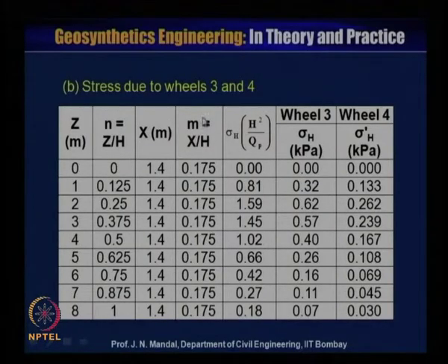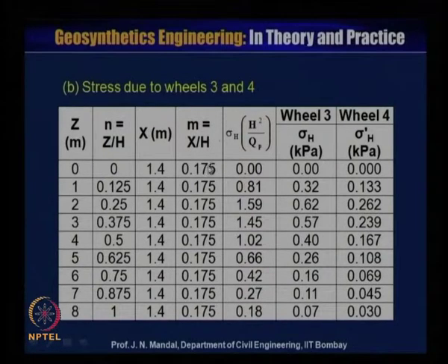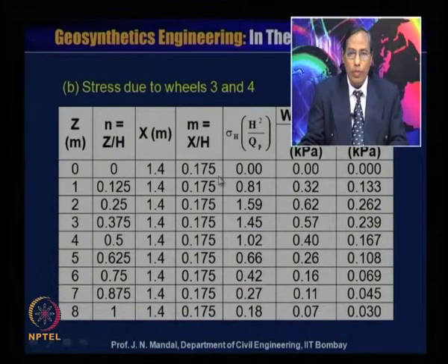Now you have to calculate m. m is equal to x by H. So x is 1.4 divided by 8, which is 0.175. Since x is constant, this m value, 0.175, is also constant up to a depth of 8 meter.